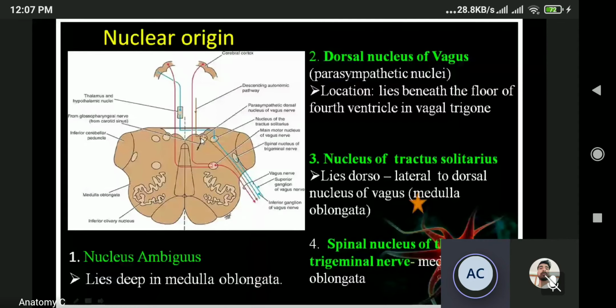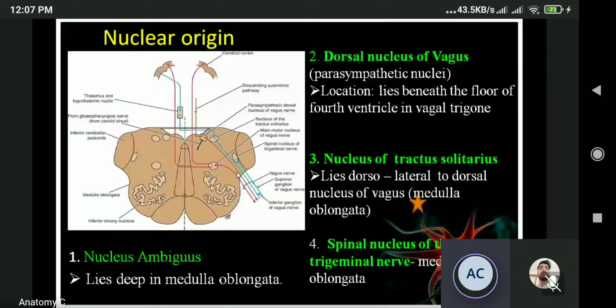So if some cranial nerve is giving rise to the parasympathetic outflow, then what will be the functional component of this one? General visceral efferent. That is the general visceral efferent, because it is innervating either the muscles or the glands. So this one is the motor one.